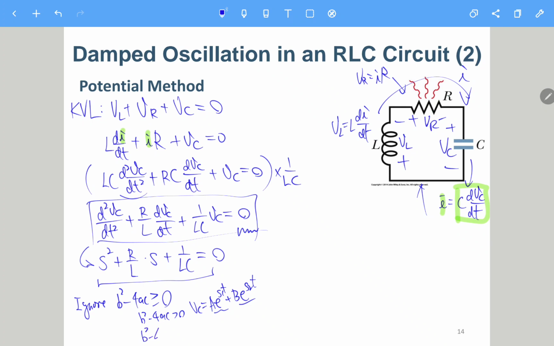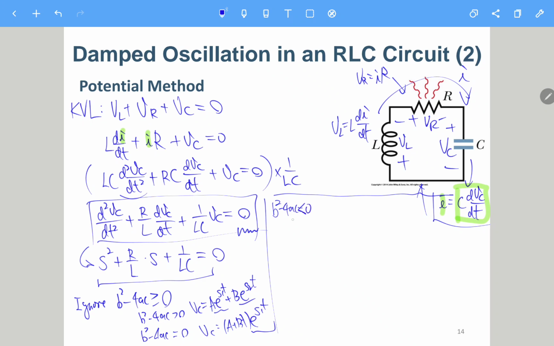And then for the next one, b squared minus 4ac equals 0. Vc will turn out to be A plus Bt exponential to s1t, if you still remember. So we don't like this either, because if it is stable, s1 is a negative value, so it still turns out to be like exponential decay, so it is not oscillating. That's why, as I mentioned, usually the most useful thing is the most complicated one, which is when b squared minus 4ac is negative.